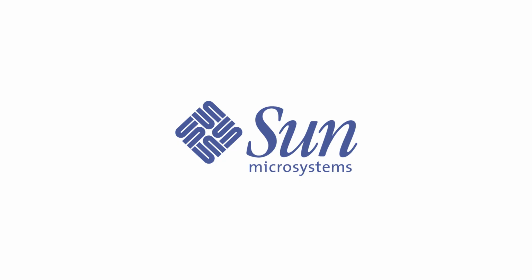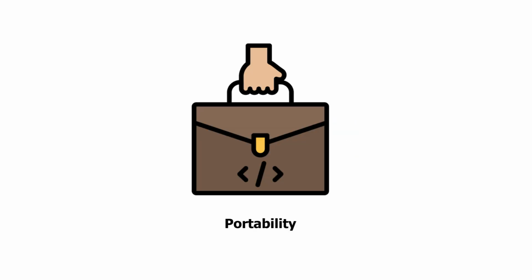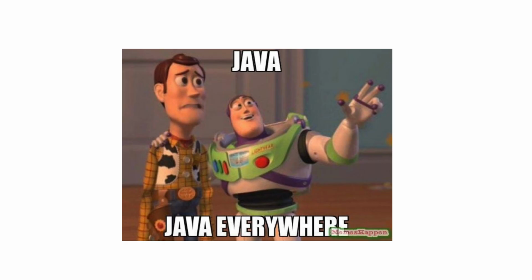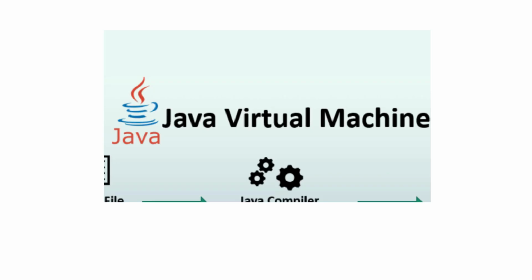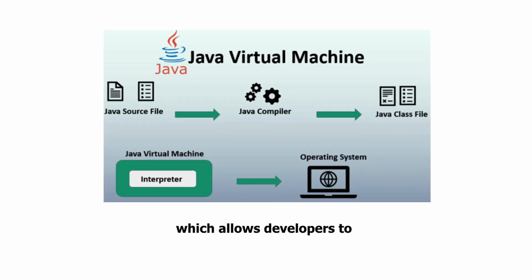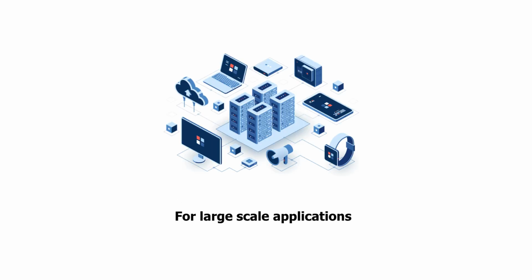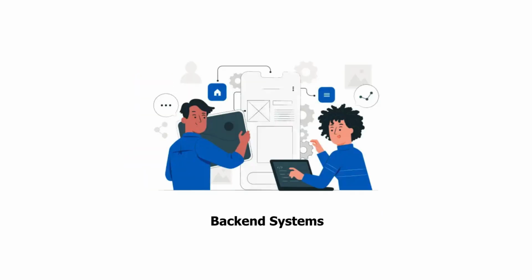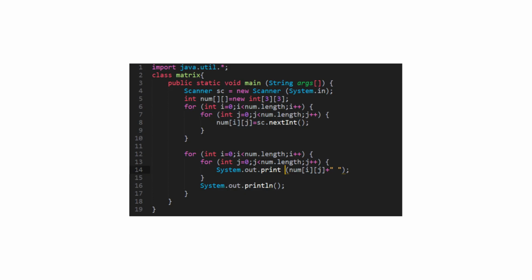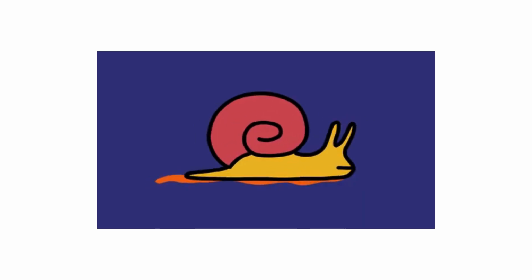Java was introduced in 1995 by Sun Microsystems. It was designed with portability in mind, meaning programs could run on many different operating systems. Java programs run inside something called the Java Virtual Machine, which allows developers to write a program once and run it almost anywhere. Java became extremely popular for large-scale applications used by companies as well as back-end systems and Android apps. However, Java programs can use more memory and sometimes run slower than lower-level languages.